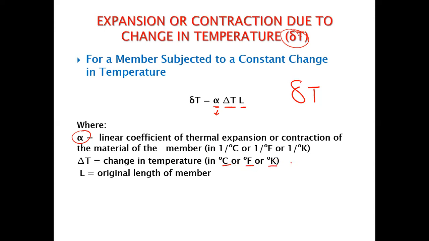So what is meant by change in temperature? It is about the initial temperature and the final temperature, so final minus initial is equal to delta T. Then L is the original length of the member, the length of the member before applying any temperature change.